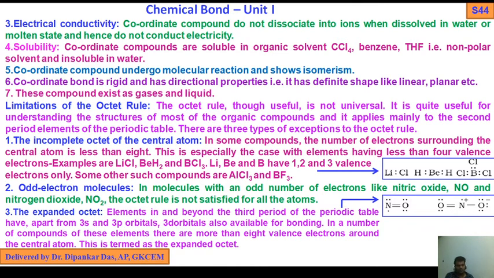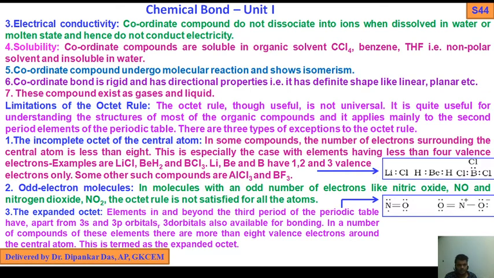Now we are talking about the octet rule: the cause of formation of a chemical bond, lowering of energy, the octet rule and the doublet rule. Now, what are the limitations, or drawbacks, of the octet rule? The octet rule, though useful, is not universal. It is quite useful for understanding the structure of most organic compounds, and it applies mainly to the second period elements of the periodic table. There are three types of exceptions to the octet rule.